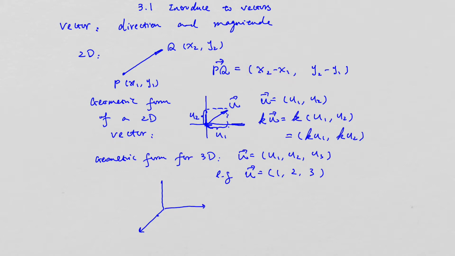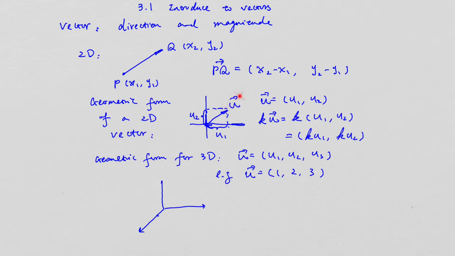Okay, the important part, look at this part. So you know it's a vector: x2 minus x1 and y2 minus y1. So it's the terminal point minus the initial point. So that's the vector. This is the geometric form of a 2D vector.